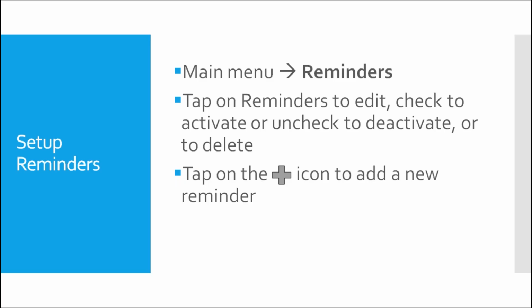To access reminders, you tap the main menu on the top left side of the screen. And the main menu's second option is reminders. If you already have reminders programmed, you can tap on them to edit them, or uncheck them to activate or deactivate or delete them.